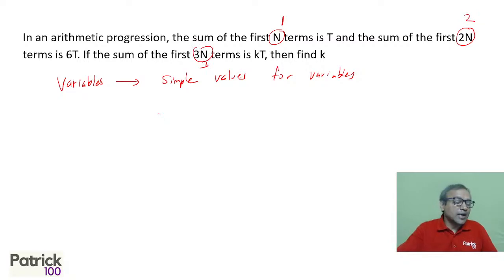Okay, we can assume n as 1. If you assume n as 1, automatically you get 2n as 2 and 3n as 3. The moment you substitute that, you should be able to get the answer quickly. Write it out.